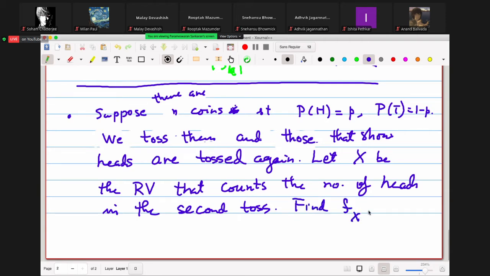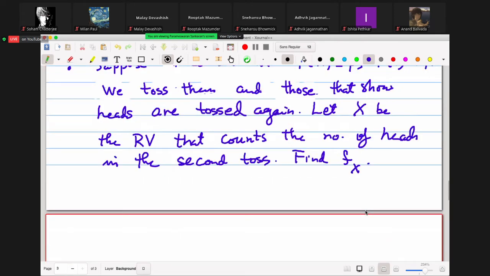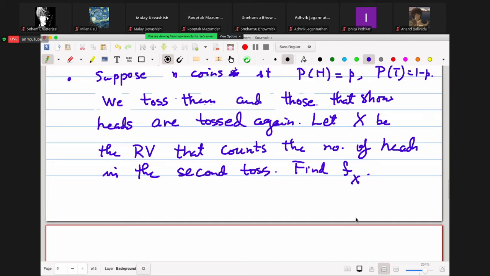Is that problem clear? You toss them, maybe n is 10. So you have 10 coins, all of them have the probability of head being p. When 10 of them are tossed, maybe 3 or 4 show heads, and you toss those coins which show heads once again. Then maybe a smaller number show heads, and x is the random variable that counts the number of heads in the second toss. Find f_X.